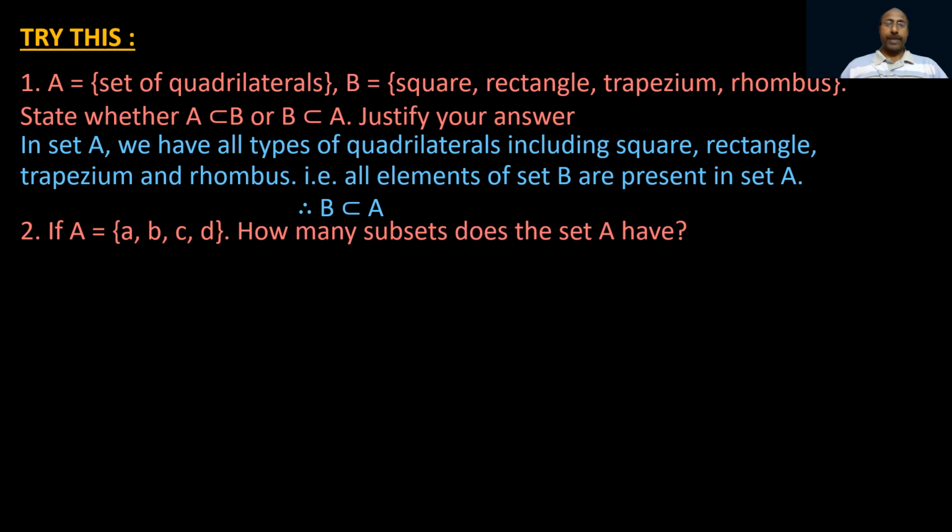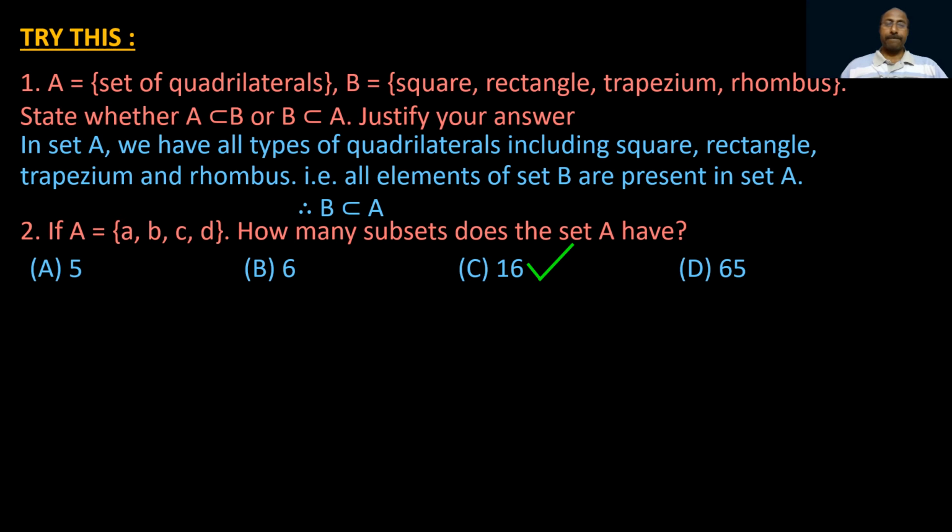Second one. If A is a set of elements a, b, c, d, how many subsets does the set A have? As we have seen earlier, if the number of elements in a set is n, the number of possible subsets is 2 power n. As here we have 4 options: 5, 6, 16, 65. The number of subsets for set A is 2 power 4 as the number of elements in set A is 4. And we know that 2 power 4 is 16. So the answer is 16.